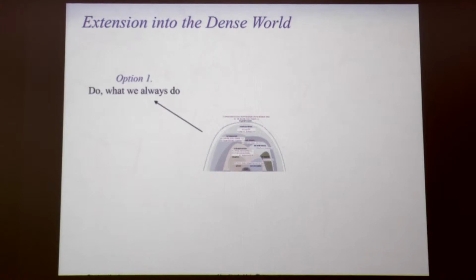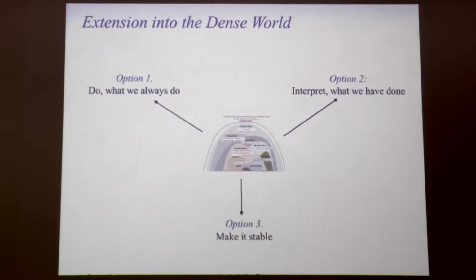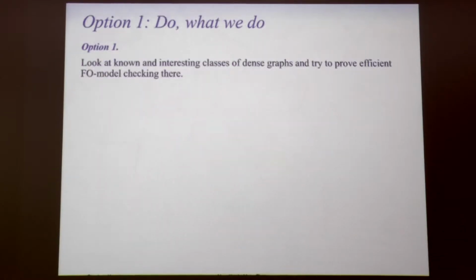One thing you can do is, well, we do what we always do. That will be the first part. The second one is, once we've done it, we can interpret what we've done. And the last thing is we make it stable, and this will be the most interesting part at the moment. So what do I mean by all of this? The first option you have is you do the same thing that we've been doing on sparse classes. We started initially with bounded degree classes. We got a model checking tractability result.